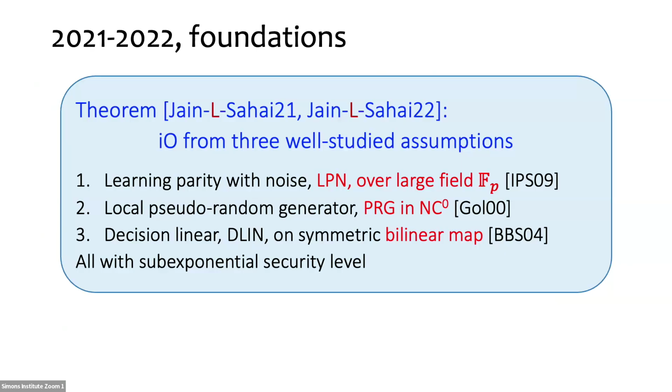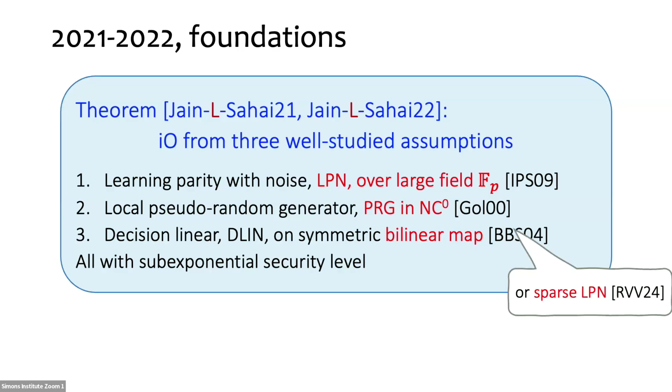And this changed in 2021 and 2022, when in joint work with Aayush Jain and Amit Sahai, we built IO from three well-founded assumptions. This includes learning parity with noise, however over larger fields, the existence of simple PRGs, local ones that are computable by NC0 circuits, and decision linear over symmetric bilinear maps. And all these assumptions need to have sub-exponential security level.